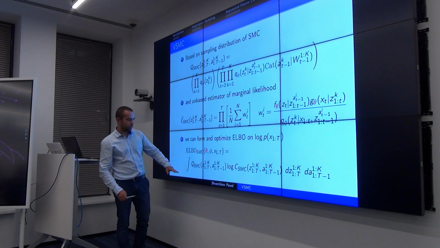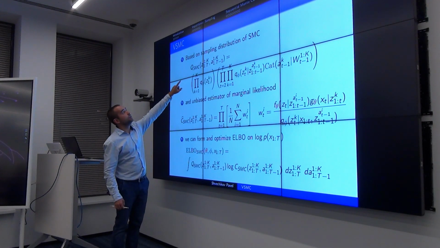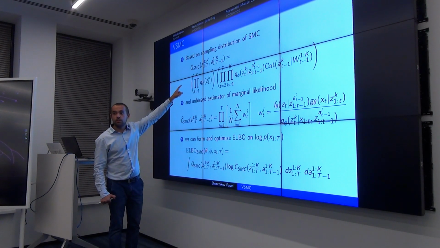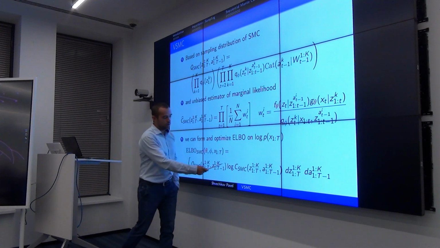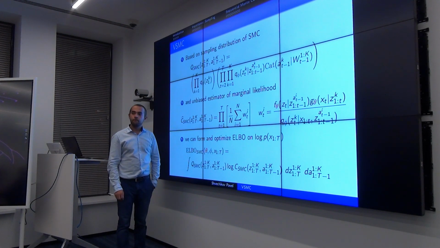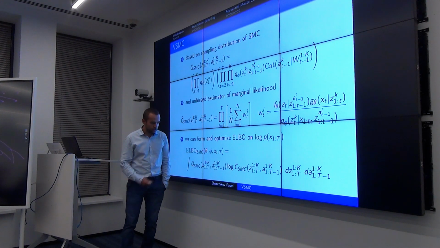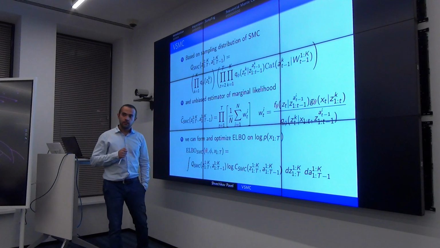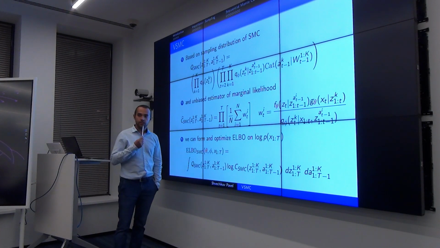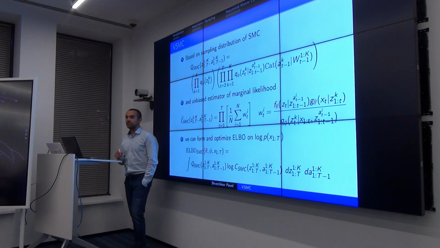And this alpha would look like this. This is just the expectation over the sampling distribution of sequential Monte Carlo of the logarithm of the unbiased estimate of the normalization constant. And this is interesting because this is our bound to the logarithm of the normalization constant, thanks to Jensen's inequality. How do you optimize it? Because you have a categorical distribution that depends on Z and phi.